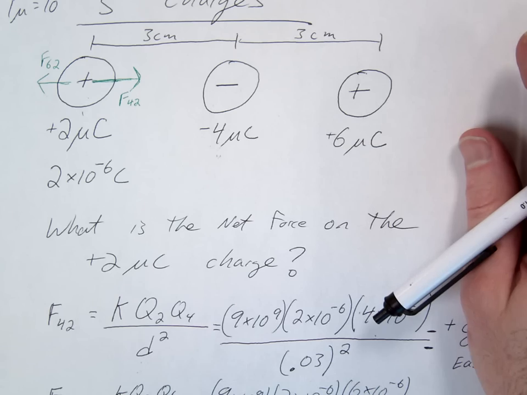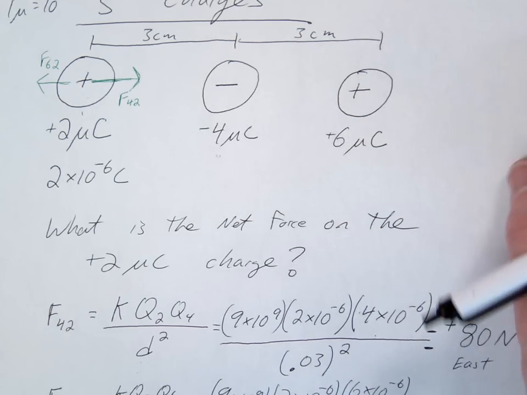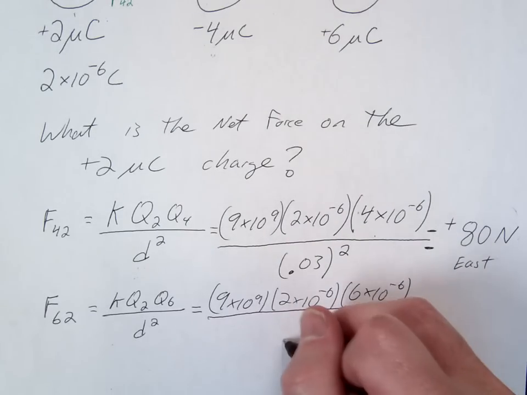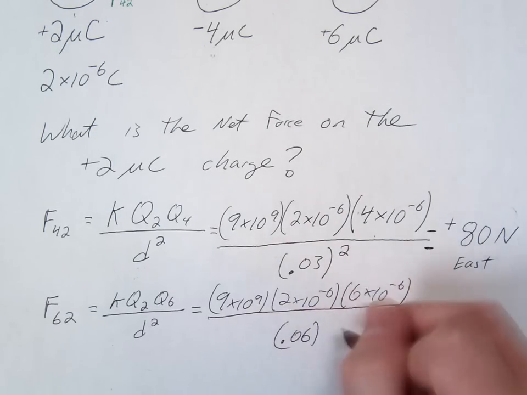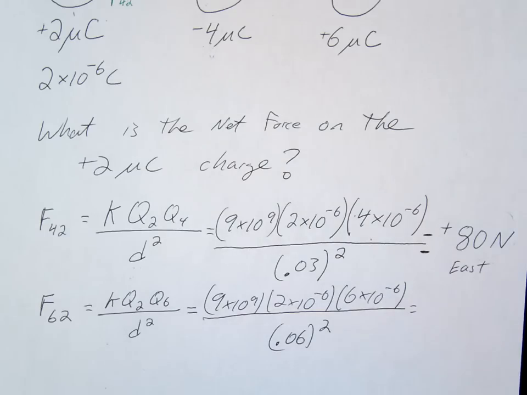What's the distance between 2 and 6? 6 centimeters, yeah. So make sure you notice that. Don't just blindly plug in the 3. Someone help me out with the answer. 30. 30? Yeah. That's nice.